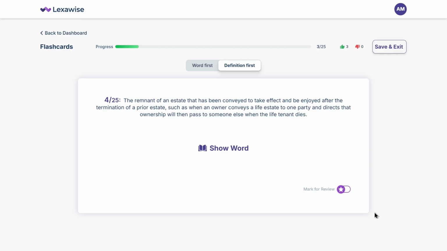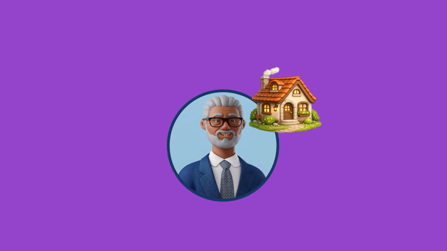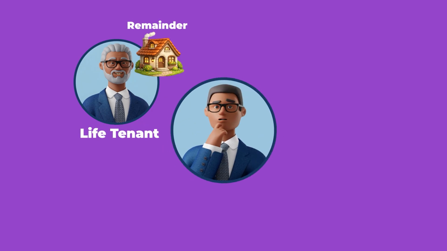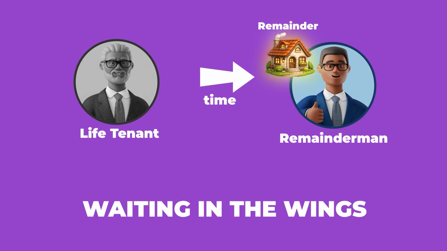This time the answer is remainder. The remainder is what's left over after the life estate ends. The remainder man is the person waiting in the wings. Life tenant dies, remainder man automatically gets the property. No probate, no sale. It's predetermined in the deed.